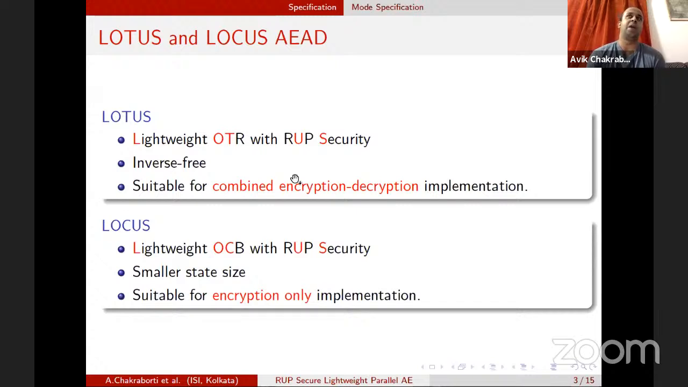So as I have mentioned, we are aiming for parallel modes. So definitely we are starting with some base construction, and here we have chosen the OTR construction, which is one of the most popular parallel modes. And we can provide an inverse-free design, and thus it is suitable for combined encryption and decryption implementation. And Locus stands for lightweight OCB with RUP security, where the base mode is OCB mode. And it can give even a smaller state size, but it is not inverse-free. That's why it is suitable for encryption-only implementation.